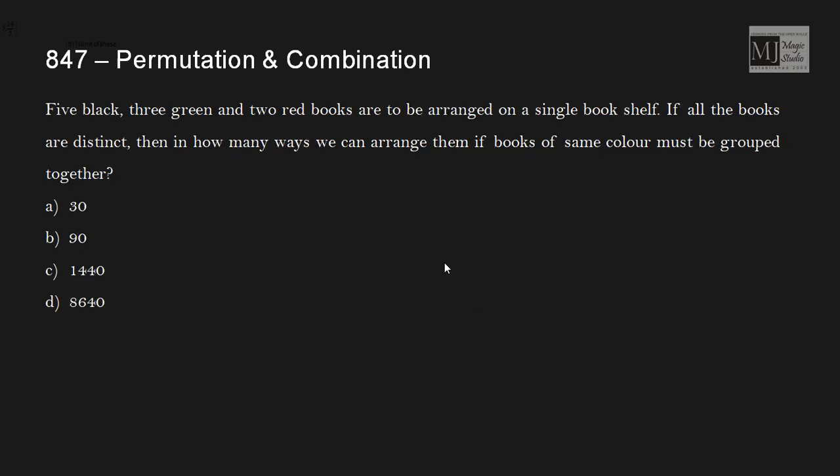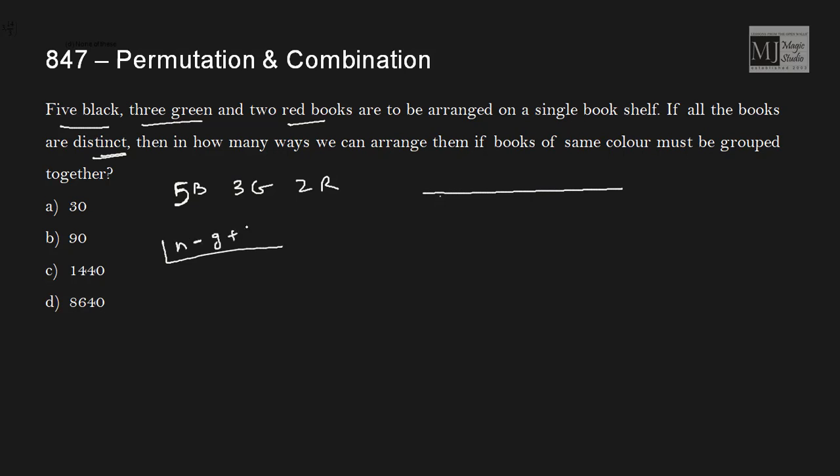One more from permutation and combination. 5 black, 3 green and 2 red books are to be arranged on a single bookshelf. If all the books are distinct, then in how many ways can we arrange them if books of the same color must be grouped together? We know the format for grouping, n minus g plus 1 into factorial g.